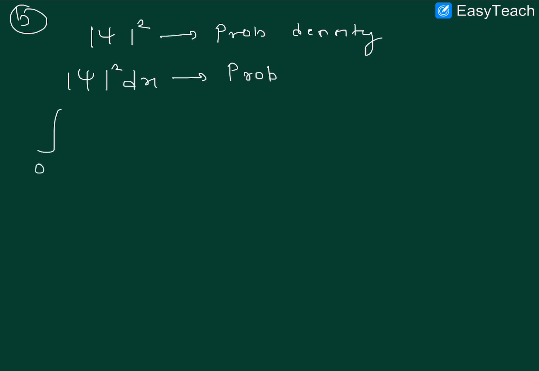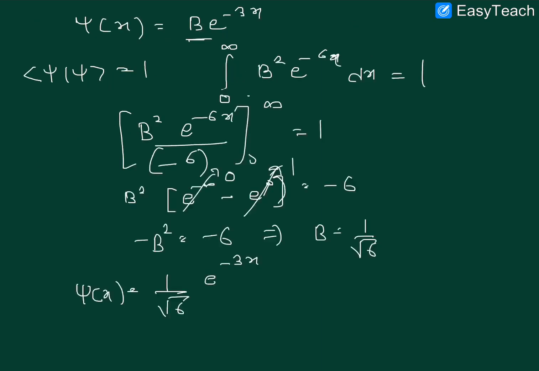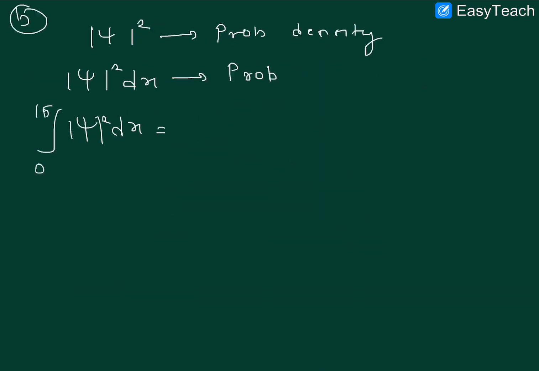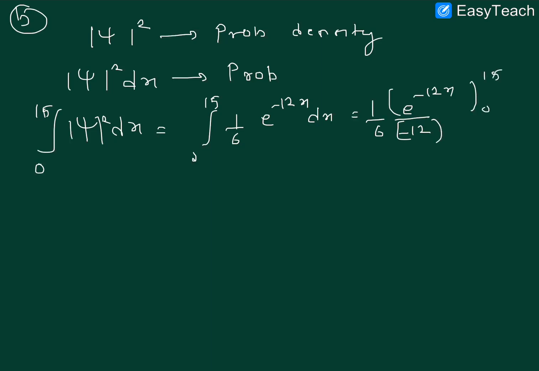This is our probability. From 0 to 15, our probability will be the integral of psi square dx from 0 to 15. Our psi is 1 by root 6 e to the power minus 3x, and the square of that will be 1 by 6 e to the power minus 12x dx. So 1 by 6 e to the power minus 12x upon minus 12, from 0 to 15, which is 1 by minus 6 into 12 times e to the power minus 12 into 15 minus e to the power 0.